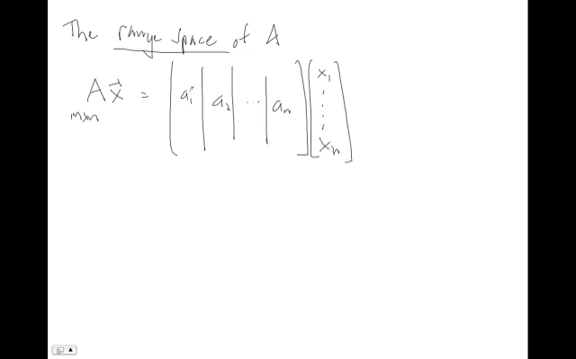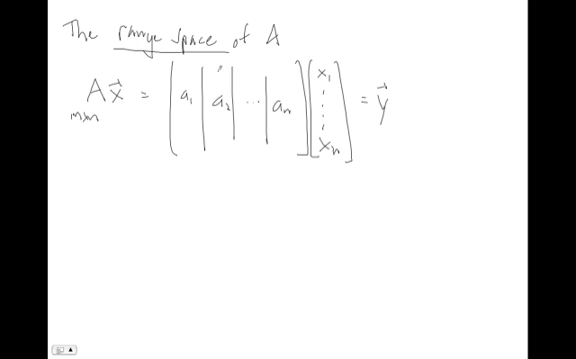So really, when we're looking at the output of this, it's just the linear combination of the columns of A, where I'm multiplying the first column by whatever x1 is and the second column by whatever x2 is. So the y vector of this is just some linear combination of the columns of A. And so what we call the range space is all the possible linear combinations of the columns of A.